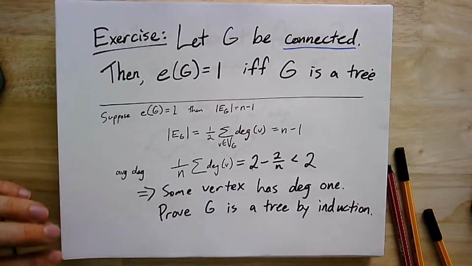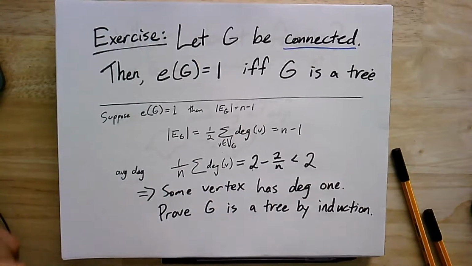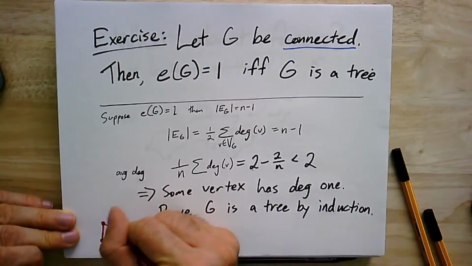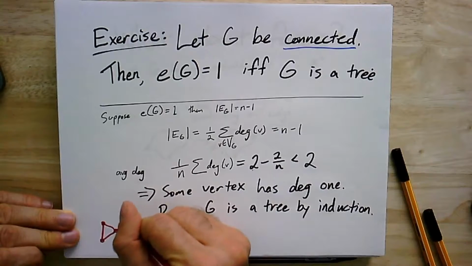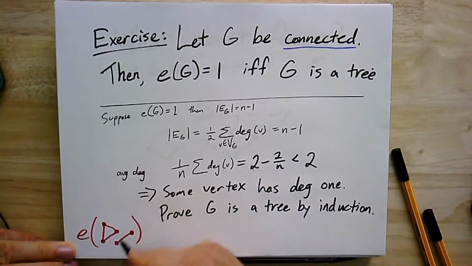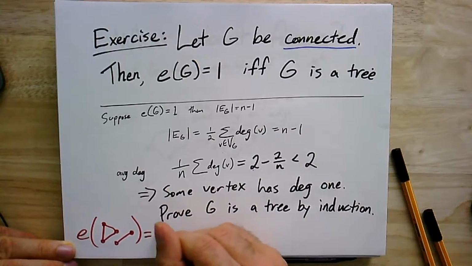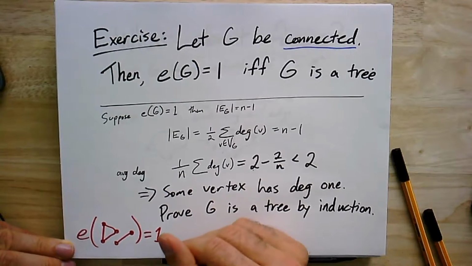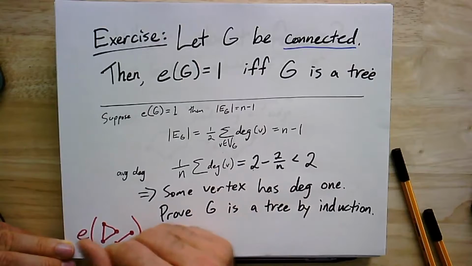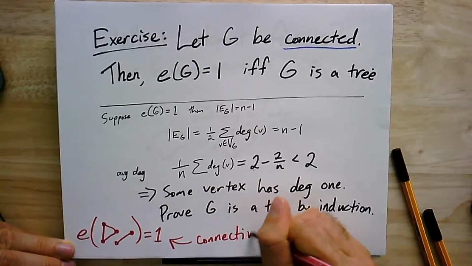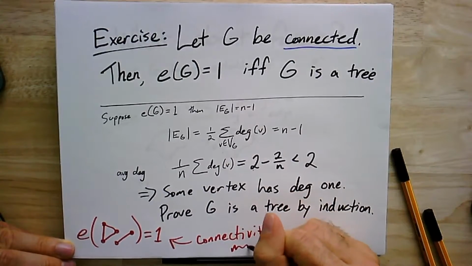One thing, maybe I'll just highlight this as an example of why you really need to be careful about the graph being connected. I could have had a graph like this, which is not connected. But if I look at this invariant, I get 1, 2, 3, 4, 5 vertices, 4 edges. This is 1, but it's not connected. So it's not a tree, but it's also not connected. So connectivity matters here.